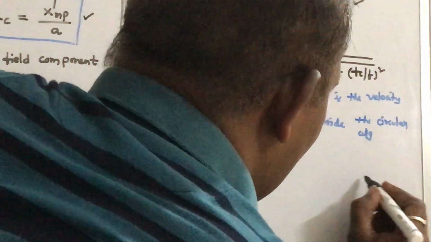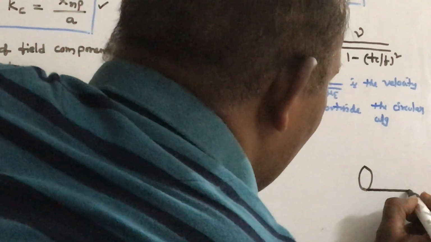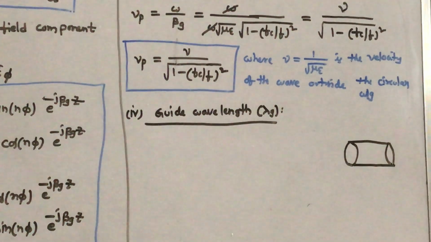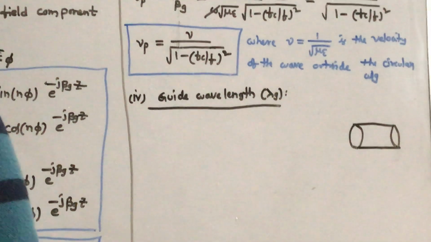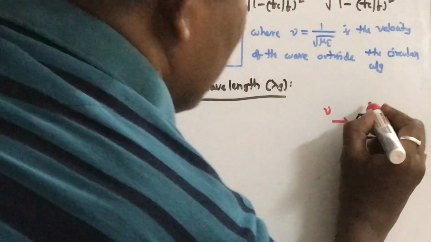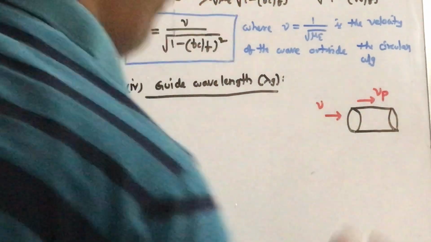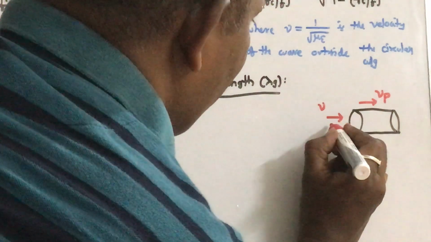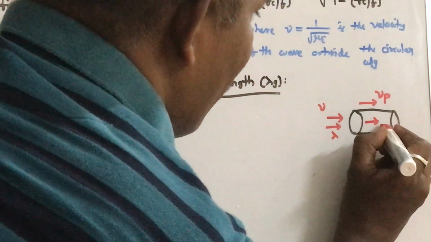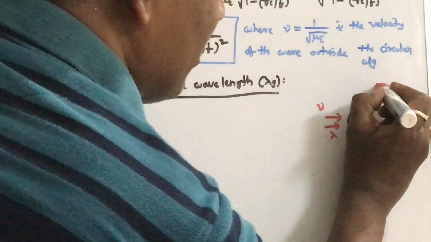For example, if this is the circular waveguide, let us assume that. Suppose the wave is traveling with a velocity v outside. When it enters into the waveguide, its phase velocity changes to Vp. Suppose the wave is traveling with a wavelength of lambda; when it goes inside, its wavelength becomes lambda g. Therefore we have found the expression for phase velocity.